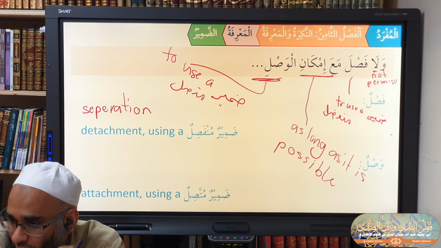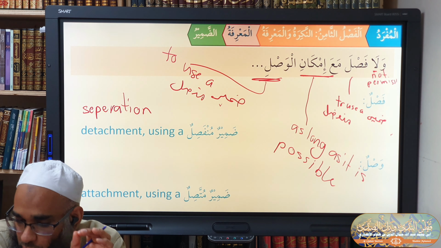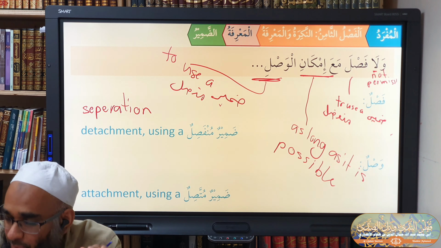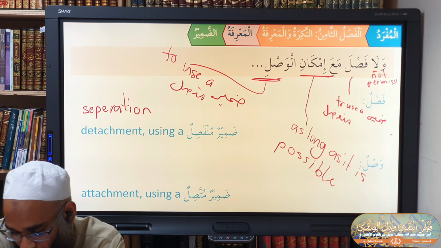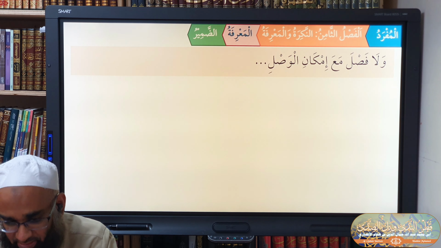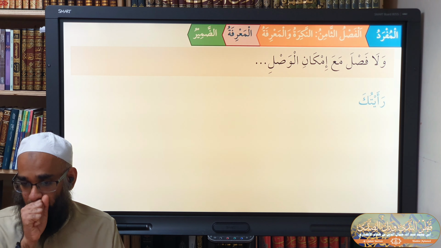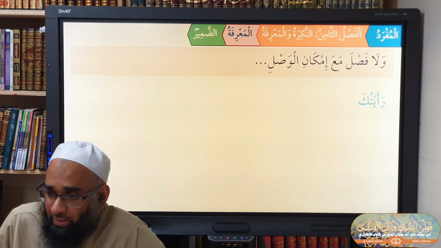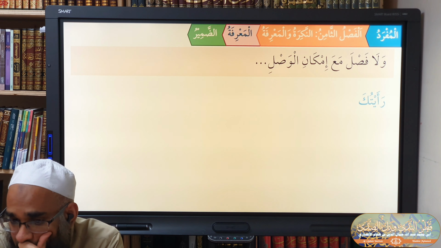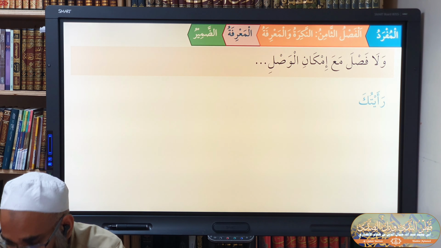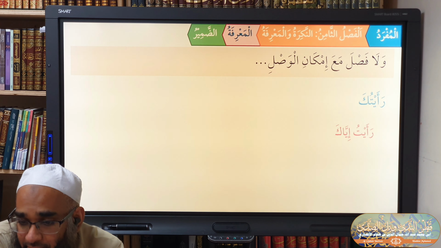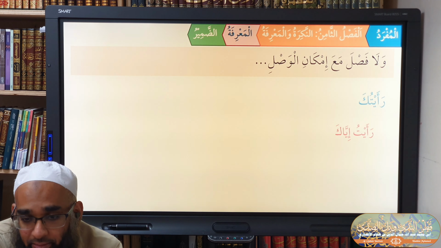So which has preference, dhamir muttasil or dhamir munfasil? We always try to use dhamir muttasil. And if we can't use dhamir muttasil, only then we can use dhamir munfasil. Make sense? You got it? For example, ra'aytuka. Is that correct? Can we use dhamir muttasil? Yes. So, la fasla ma imkan. What would you not say? Ra'aytu iyaka.